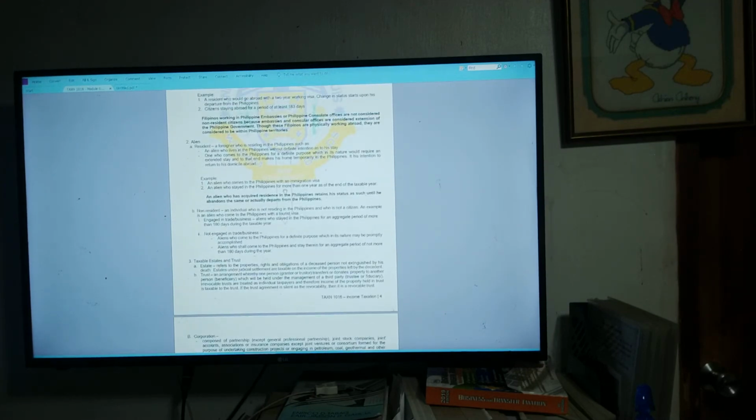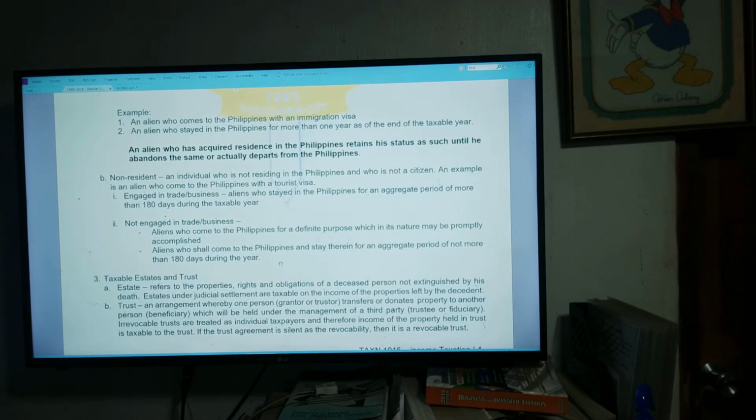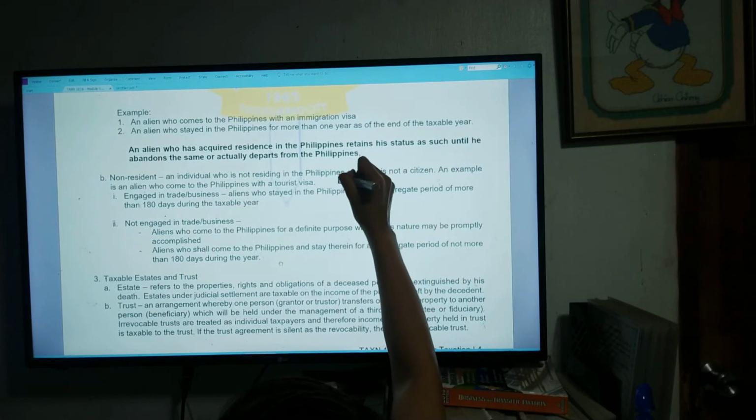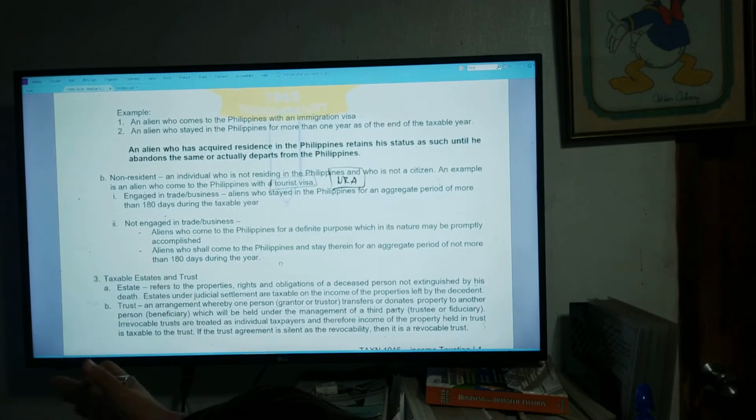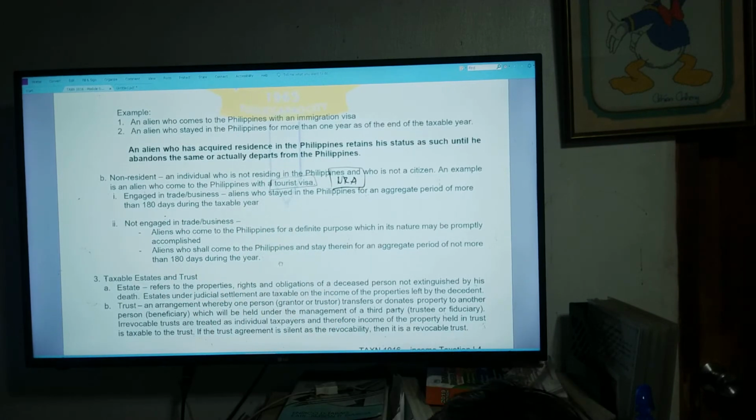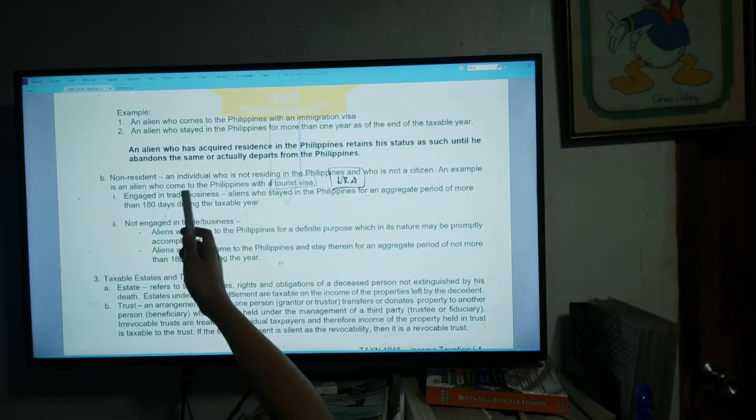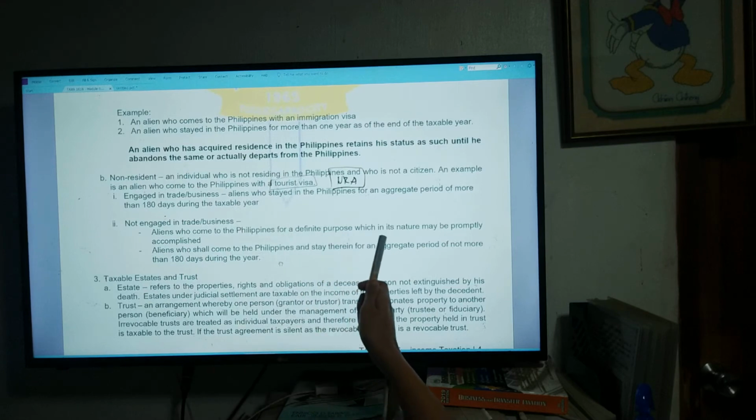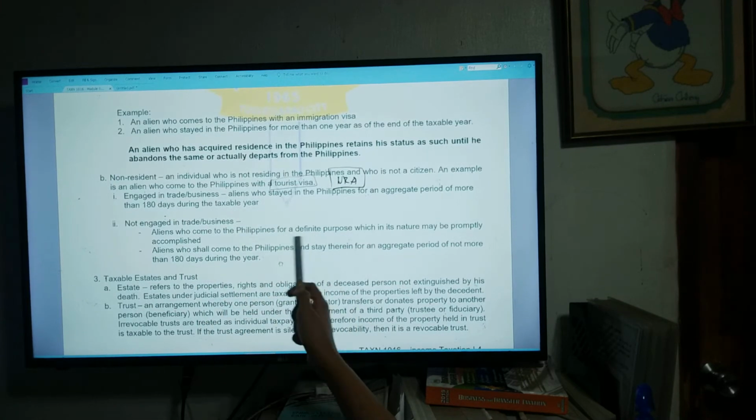Anyway, we go to the non-resident alien. Kapag ho sinabi nating non-resident alien, it is an individual who's not residing in the Philippines and who is not a citizen. Basically, NRA. So, tourist visa. Ito yung equivalent ni resident citizen na naging tourist in another country. Kapag engaged in trade and business, those who stayed in the Philippines for an aggregate period of more than 180 days. And kapag not engaged in trade or business, aliens who come to the Philippines for a definite purpose which is in its nature promptly accomplished, or aliens who shall come to the Philippines and stay therein for an aggregate period of not more than 180 days.